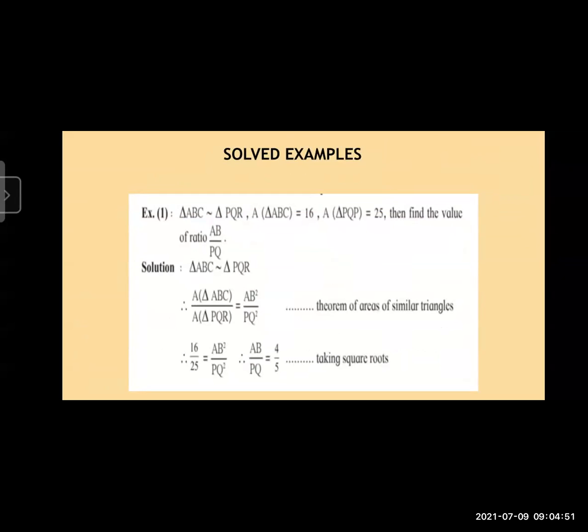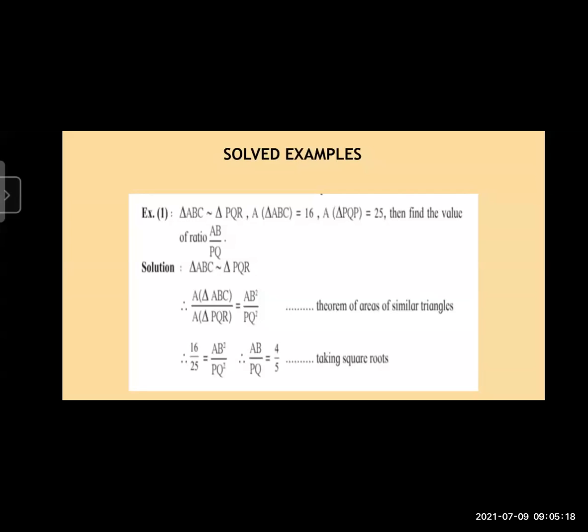And area of triangle PQR is also given. Then find the value of the ratio of AB by PQ. So in this question, the areas of two triangles are given and these two triangles are similar. Then by applying the theorem of area of two similar triangles, we write the formula and then we substitute the value.